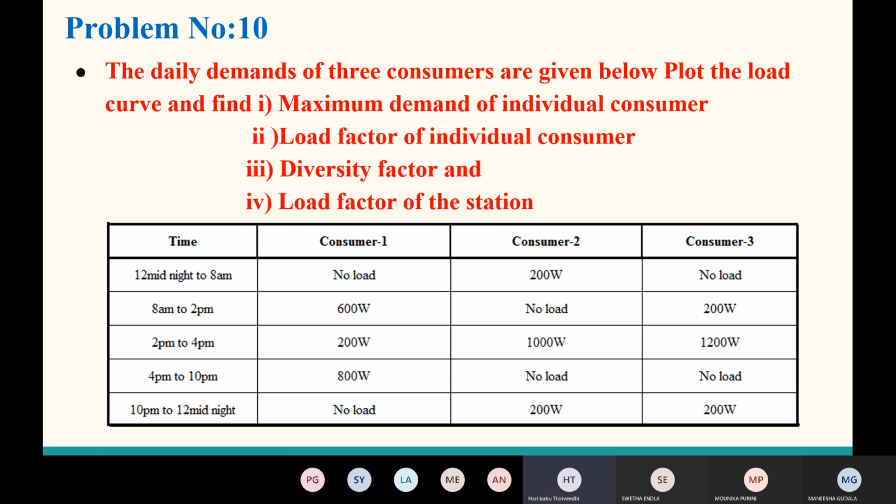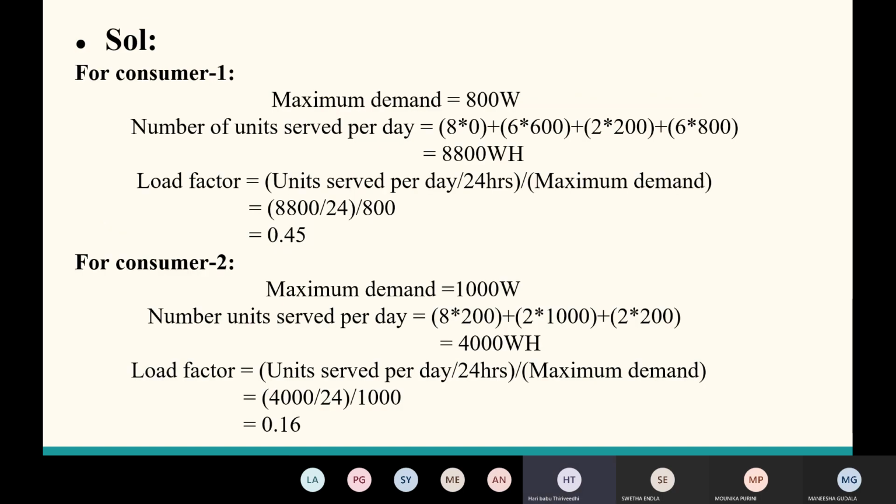On the x-axis: 12 midnight, 4 a.m., 8 a.m., 12 noon, 2 p.m., 4 p.m., 8 p.m., 12 midnight. First of all, we have to draw the load curve. Once we have drawn the load curve, we can easily find out all these things for consumer 1, consumer 2, consumer 3.